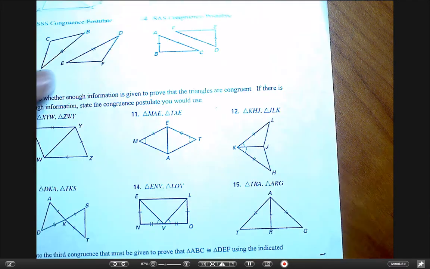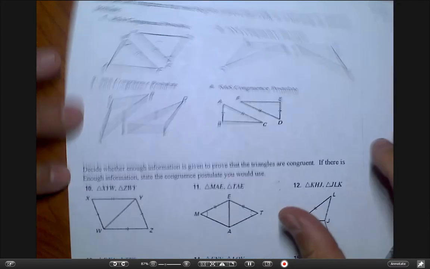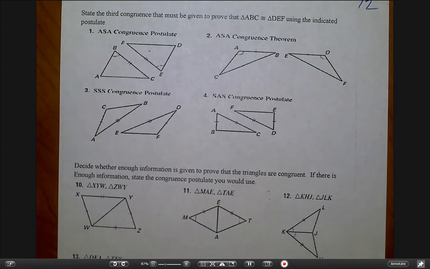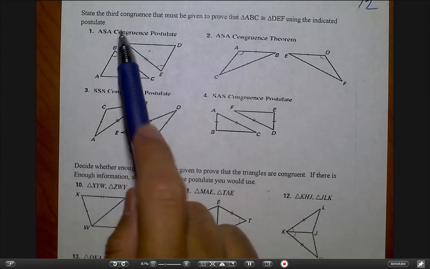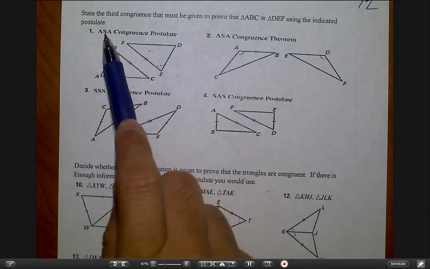And let's take a look at what we're going to do. So this is page 73? 23. And this one's 72? Yep. Alright, so 72 right here. So we're going to go through and figure out what we need. Now for this problem right here, this is angle side angle.